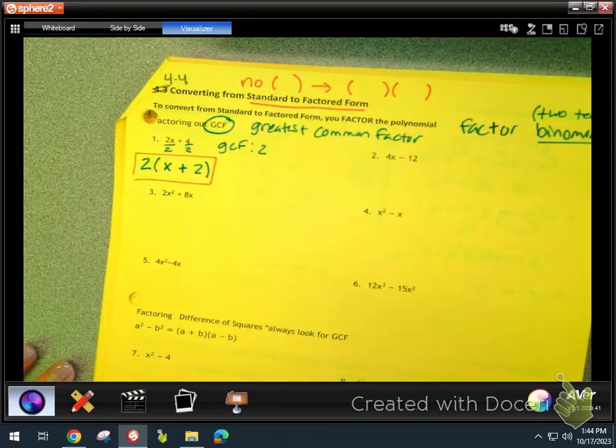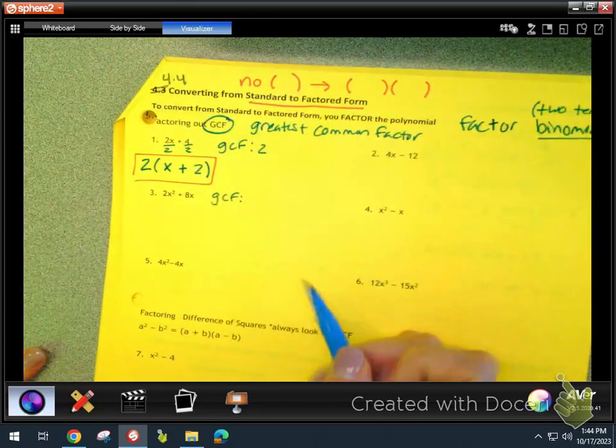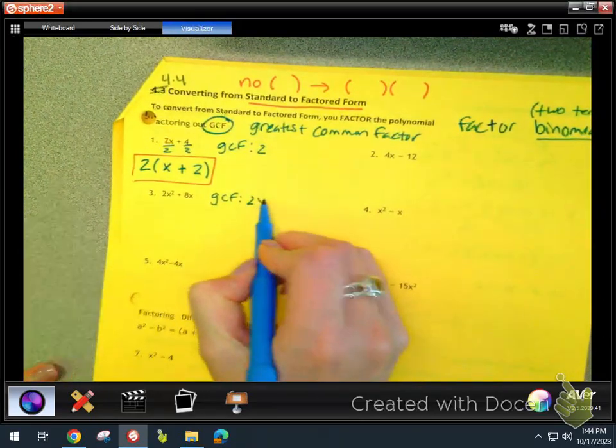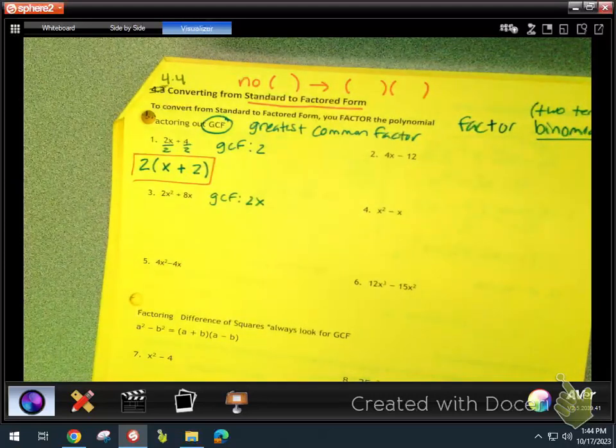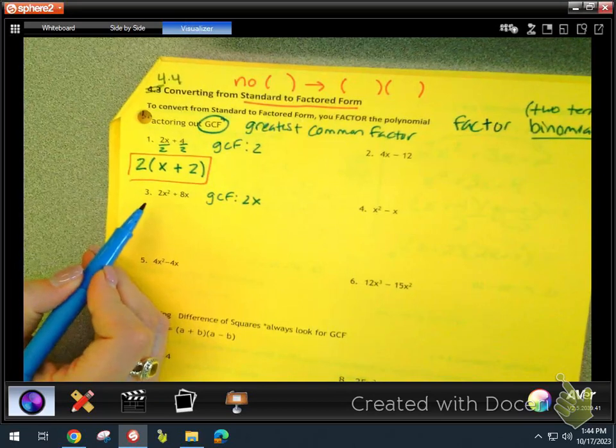Okay? All right, number 3. What is our GCF on number 3? 4. Not 4. 2x. Okay, listen to what I'm about to say. The GCF cannot be bigger than the smallest number. So the smallest number here is 2, which means that's like the biggest the GCF can be.